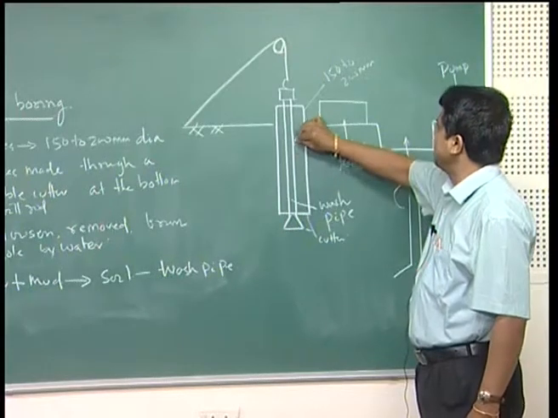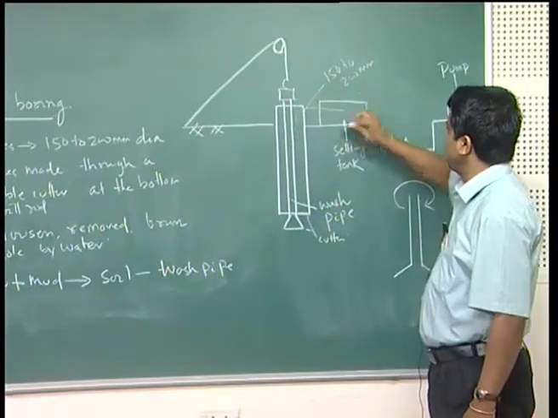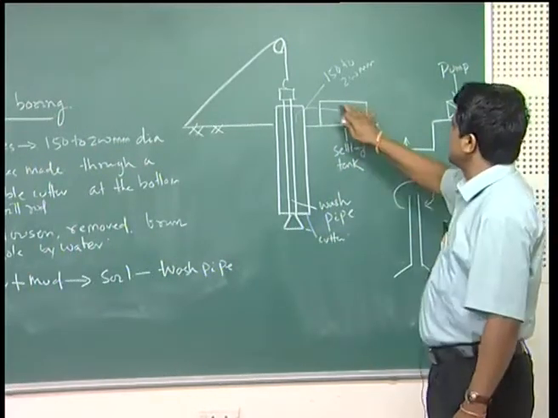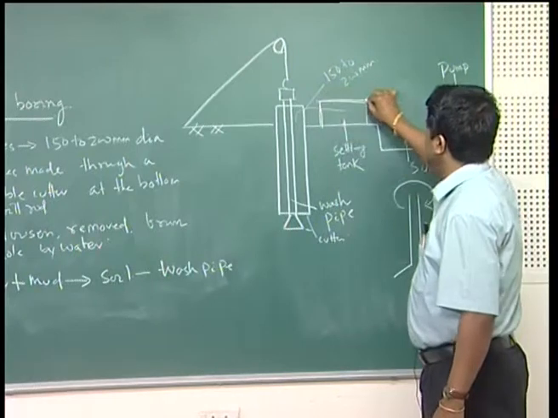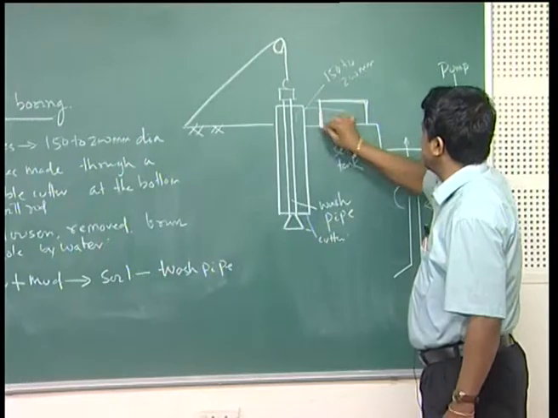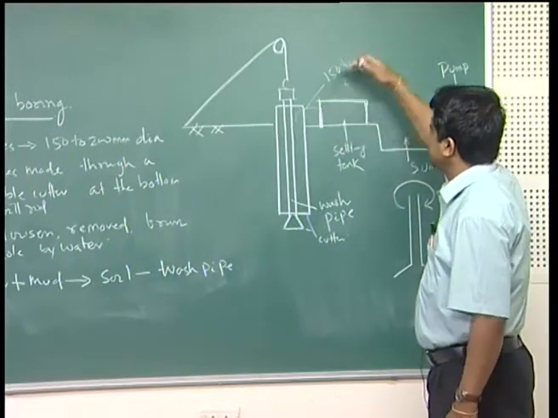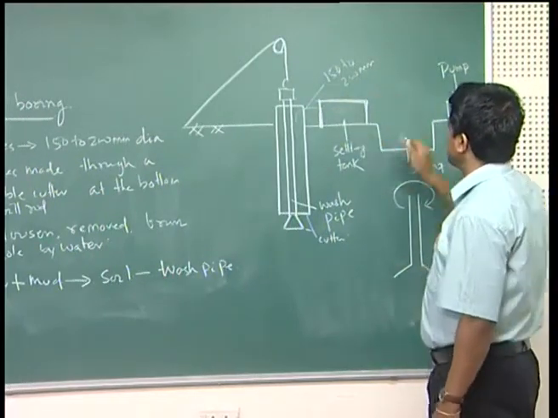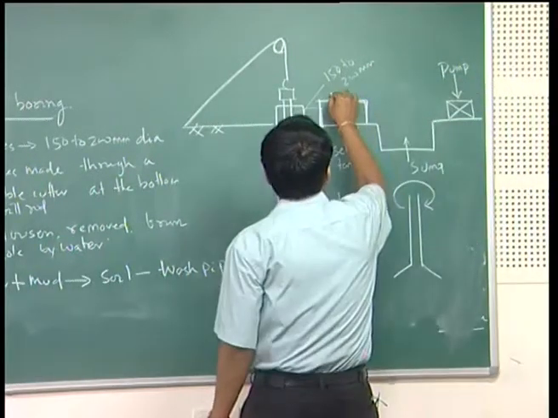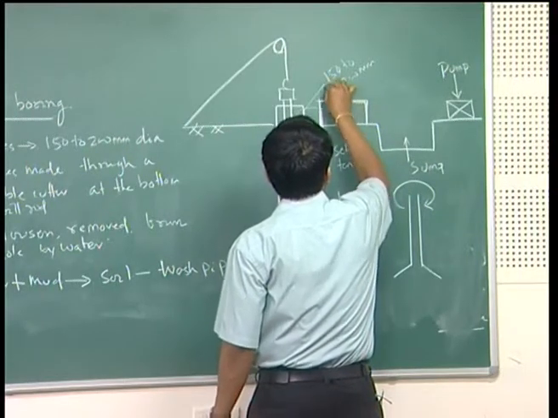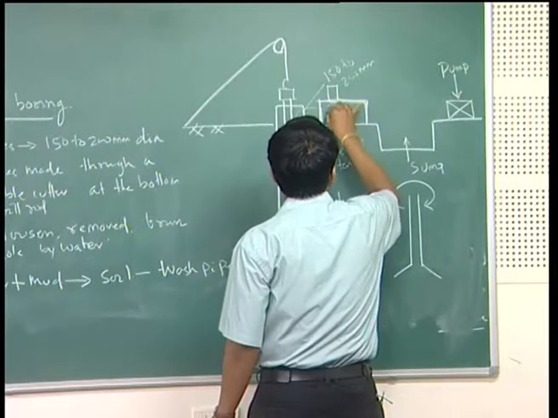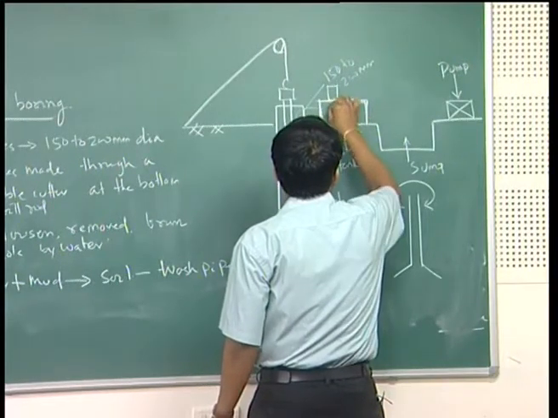through the wash pipe, and outside, nearby, some tank has been prepared where this soil plus water is kept, a settling tank where the soil settles, then water comes out. Over a period of time the soil settles. Once the soil settles, you can insert the pipe mold inside, then you can collect your undisturbed sample.